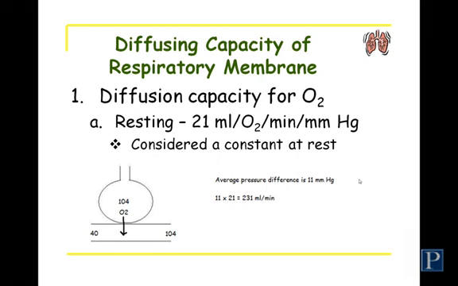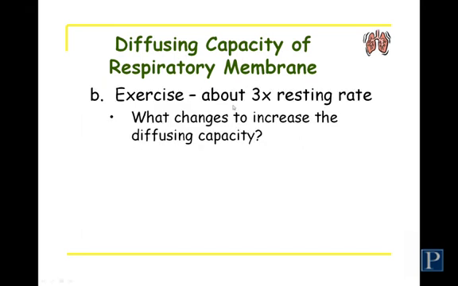What do you want to happen? When you exercise, you need more oxygen. I hope I can get more oxygen to move across the respiratory membrane per minute. So what's going to happen is it can go up about 3 times the resting rate, especially for the young males, up to maybe 65 mL per minute per millimeter of mercury. So in exercise, the diffusing capacity for oxygen increases.